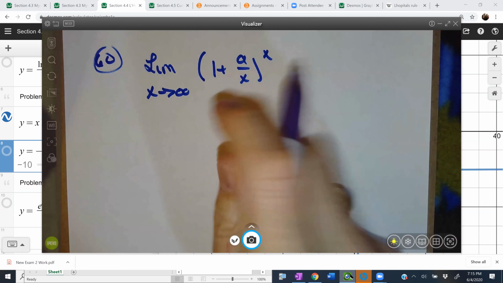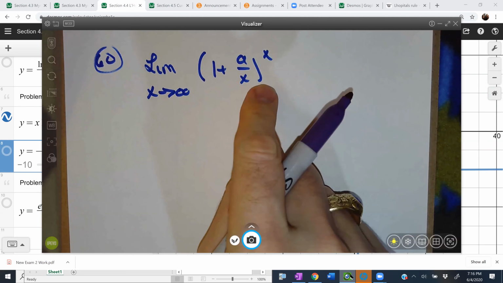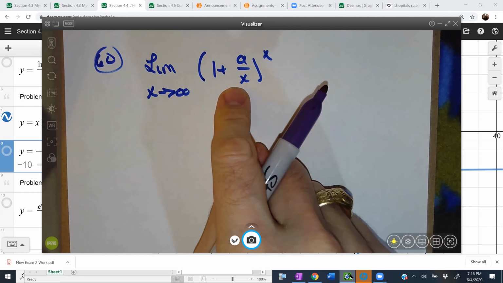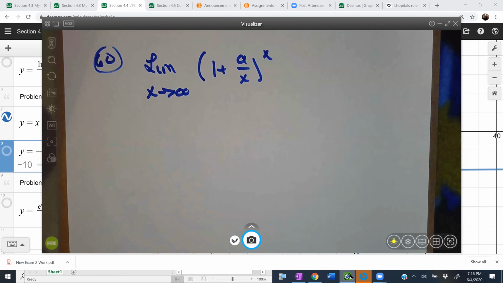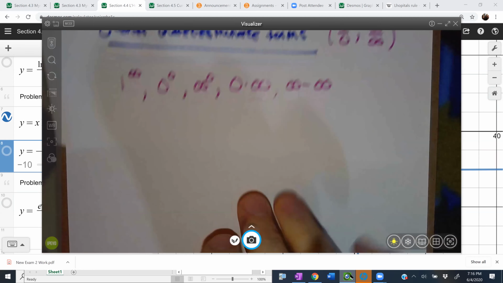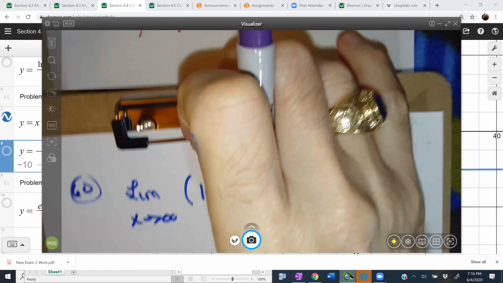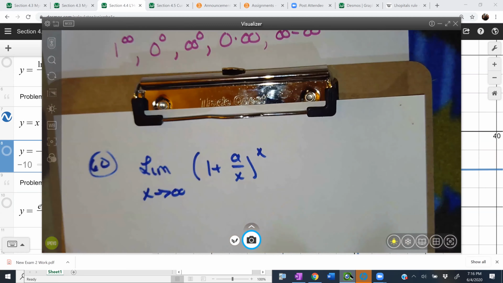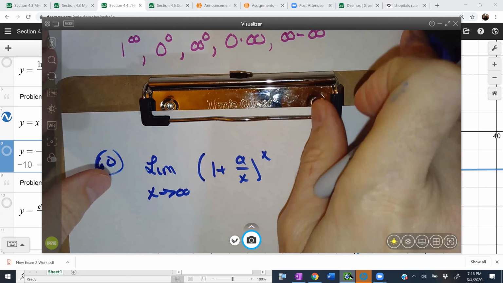Now, can anyone tell me which indeterminate form we're looking at here? I gave you several. I'm going to remind you of that list. Here's that list. Which indeterminate form are we looking at?